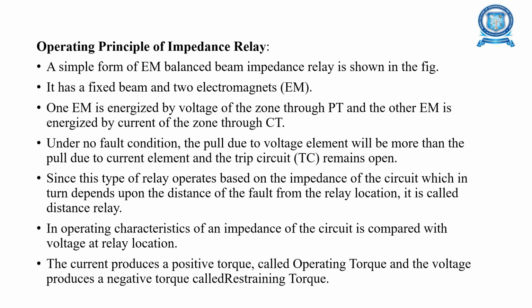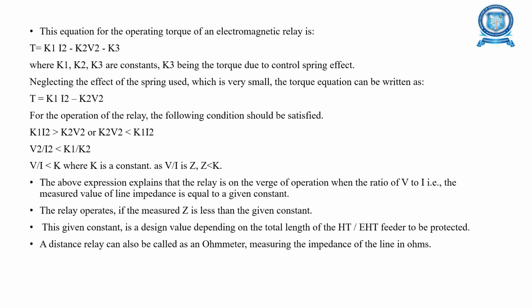which in turn depends upon the distance of the fault from the relay location, it is called a distance relay. The current produces a positive torque called operating torque, and the voltage produces a negative torque called restraining torque. The equation of operating torque is T equal to K1 I^2 minus K2 V^2 minus K3, where K1, K2, K3 are constants. Neglecting the effect of the spring used, the torque equation is given as T equal to K1 I^2 minus K2 V^2.